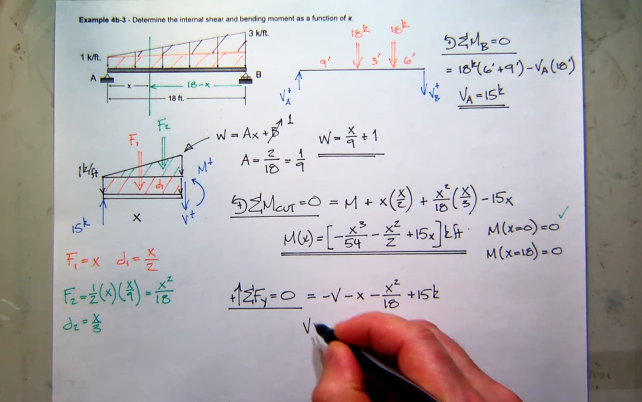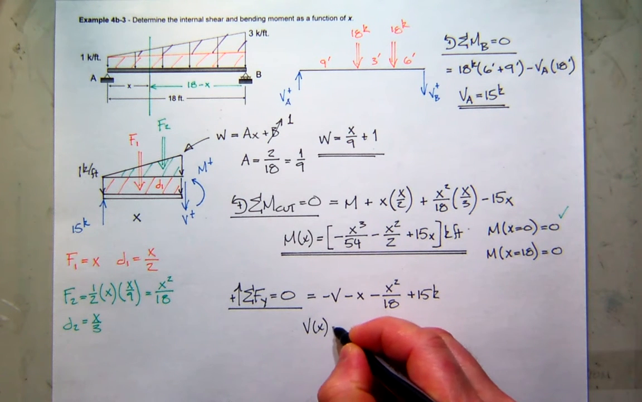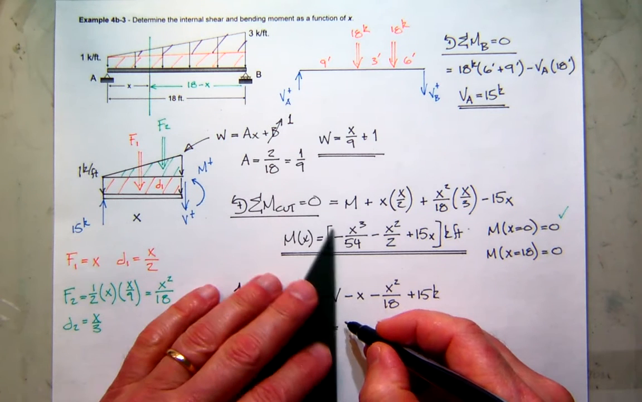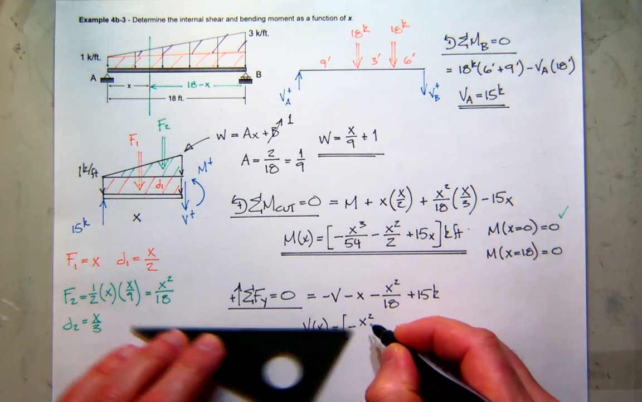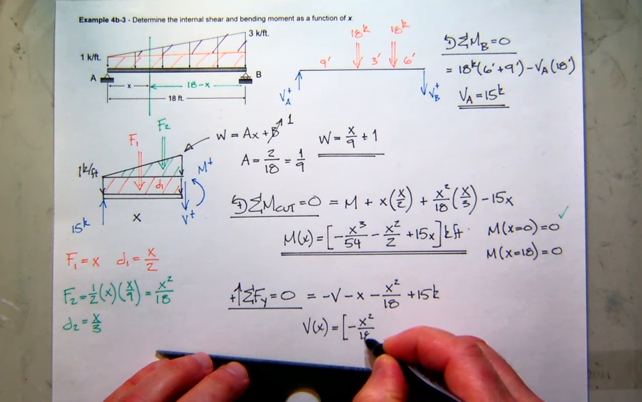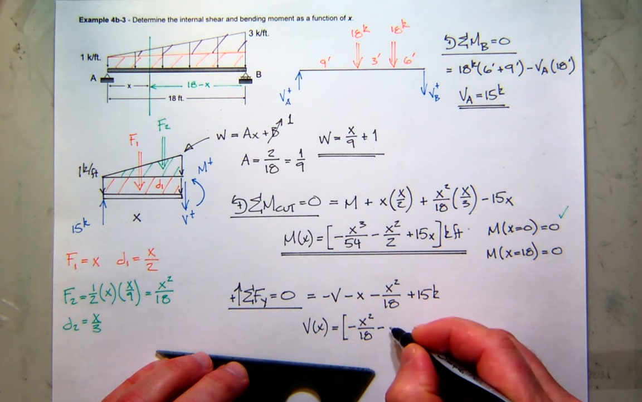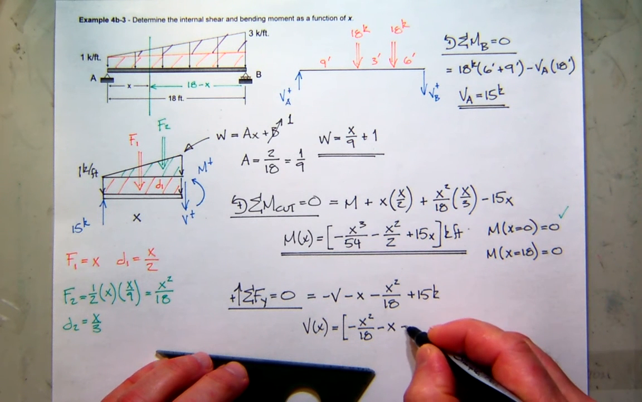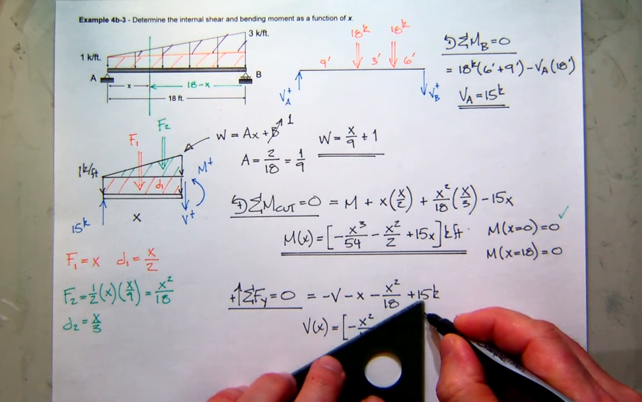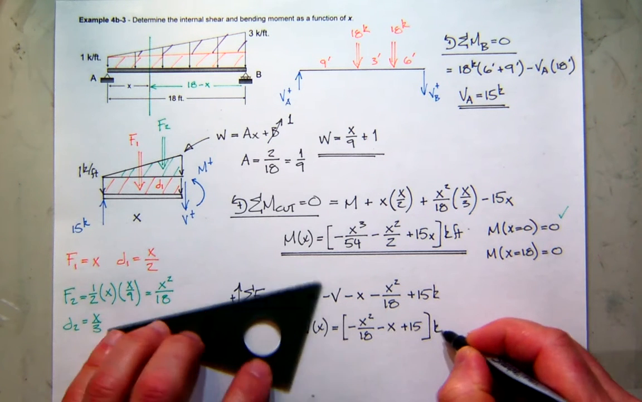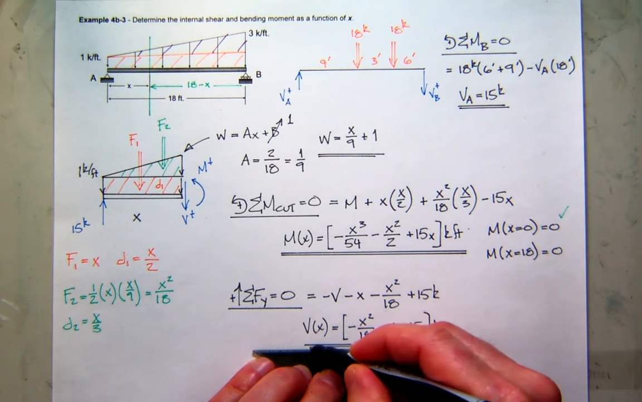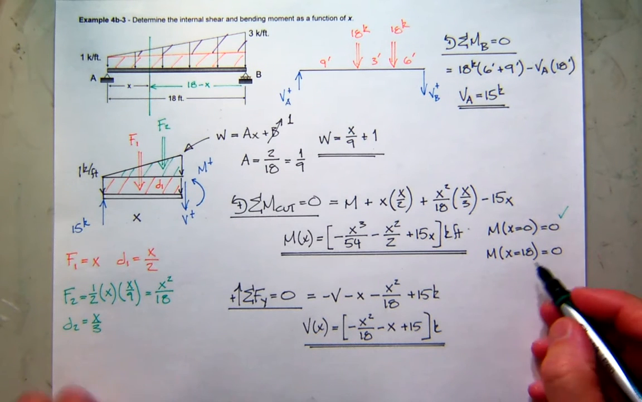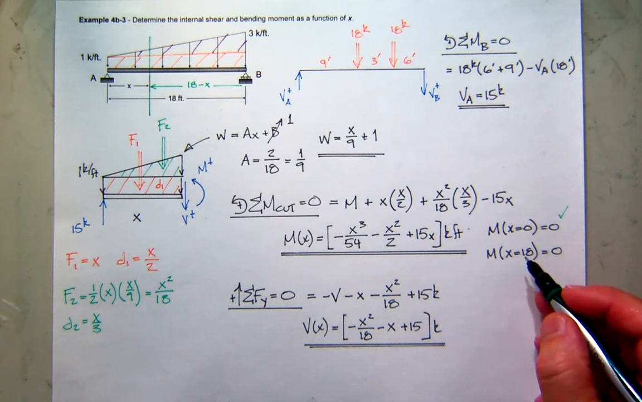So when I solve for shear, this is what I get. Looks like I get negative x squared over 18 minus x plus 15. And that should have the units of kips. Anybody verify that this was true on the moment? Yes. Yep. Okay, great.